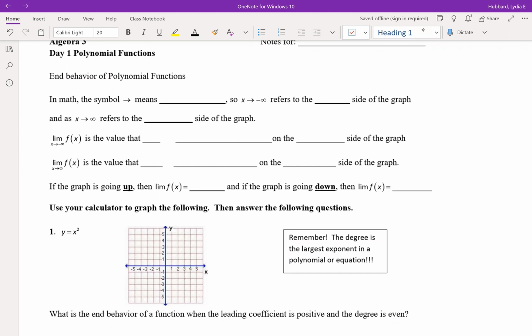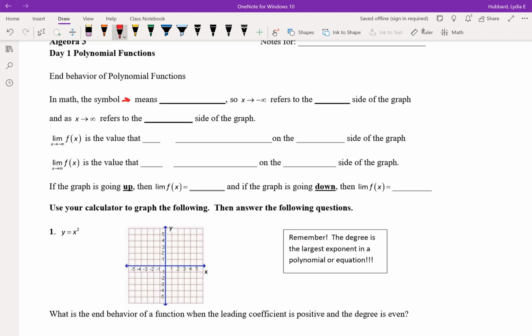So in math, this little arrow symbol that I drew, what that means is approaches. So when x is approaching negative infinity, if we think about a graph, that's going this direction. So it's referring to the left side of our graph. However, as x approaches infinity, as it's going in the positive direction, we're headed that direction. So that's to the right.